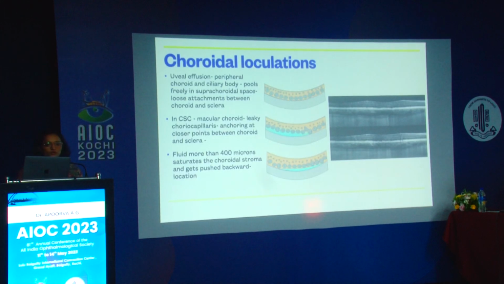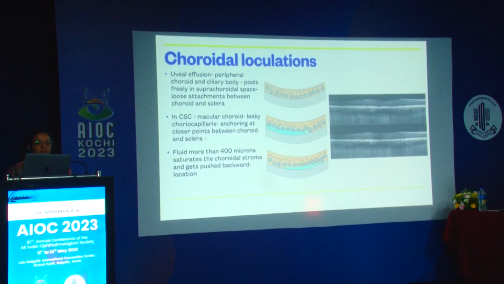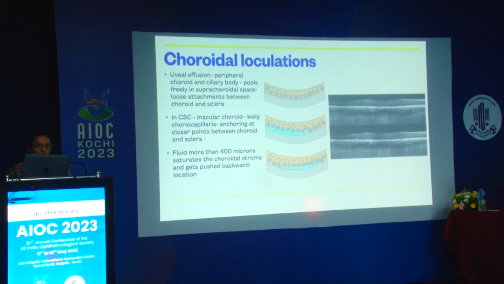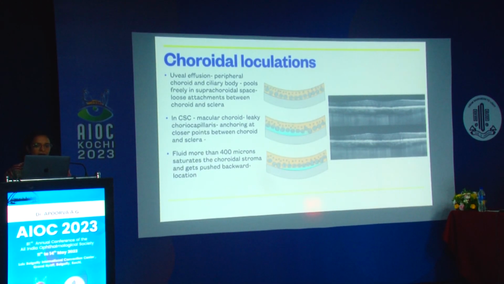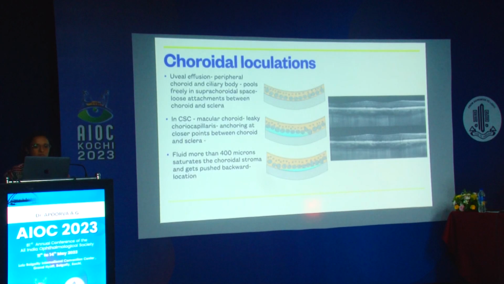So if we look at uveal effusion, it is a congestion of the choroid and ciliary body, and the fluid freely pools in the suprachoroidal space because the attachments between the choroid and sclera are loose. But in CSC, the macular choroid is what is congested. There is only so much that the choroid can stand. So when its capacity is exceeded, it goes further back and causes a loculation, and the angularity is directed towards the posterior choroid because it is bound by the large choroidal vessels.